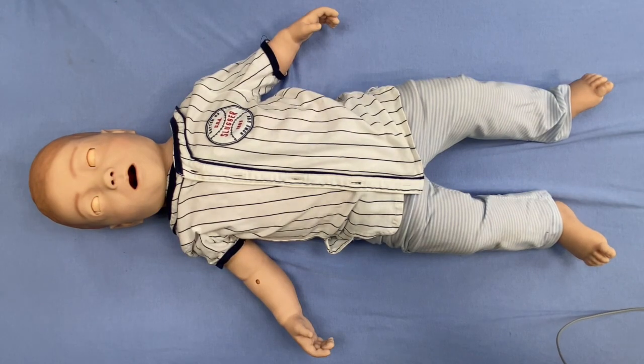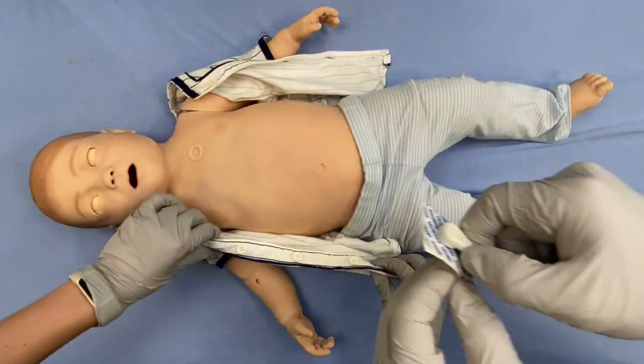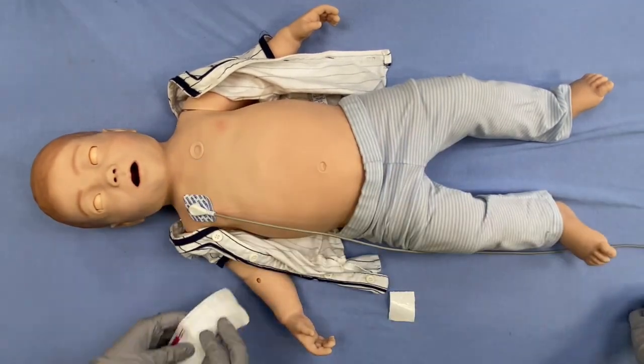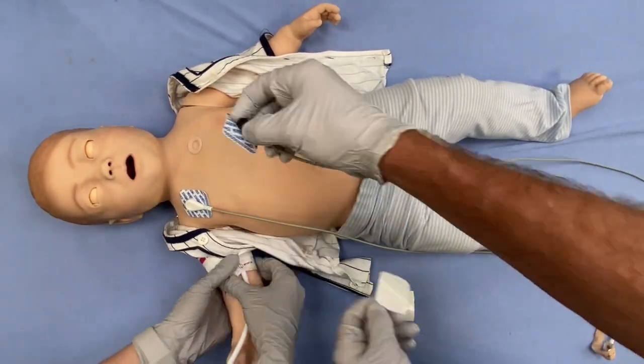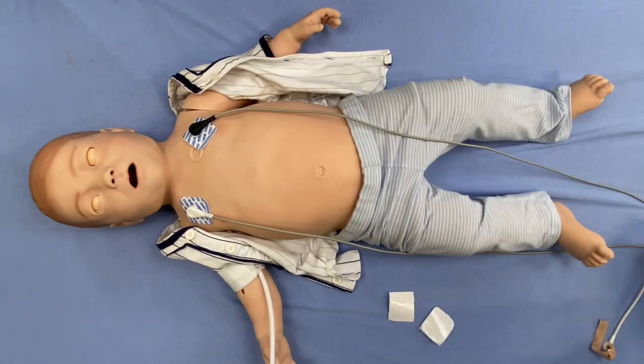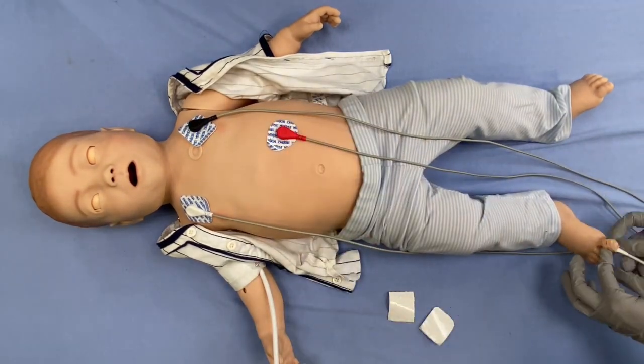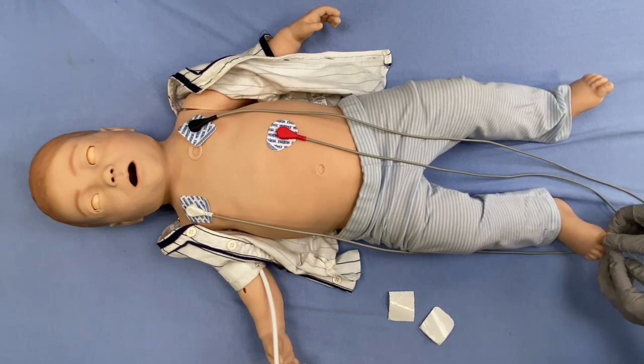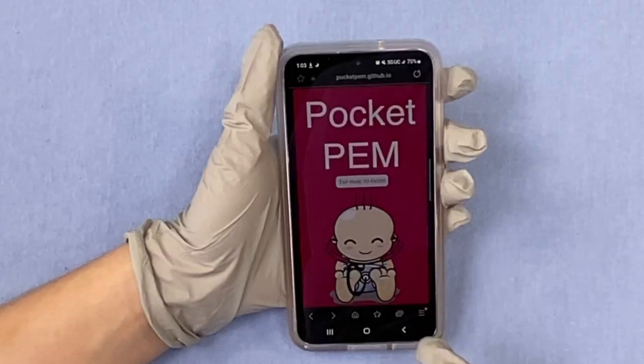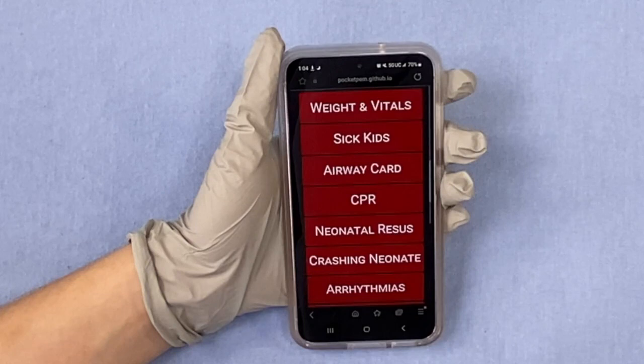A 2-year-old child is brought to your emergency department with respiratory failure. You decide to place an endotracheal tube. Oral or nasal gastric tubes usually follow after intubation to decompress the stomach, but you aren't sure which tube sizes to use in a patient this small. Here's your solution, the 2-3-4 rule.